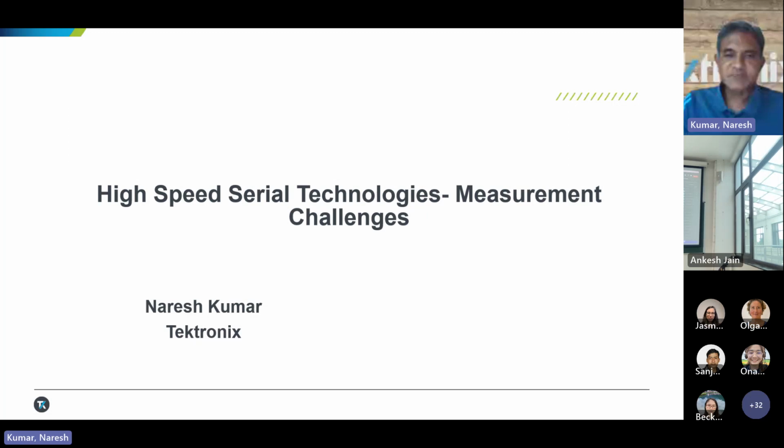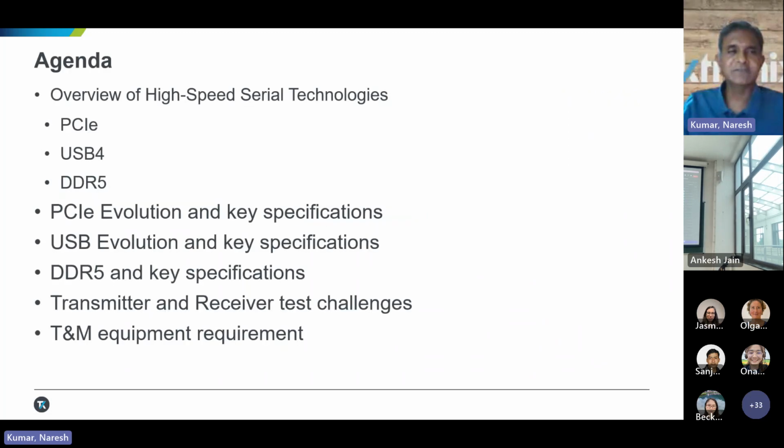So let me just move on quickly. A lot of you must be aware of some of these, but the background is important to understand where the challenges come from. Okay, so I will give a brief overview of the high-speed serial technologies like PCIe, USB 4, and DDR5, more with the relevance to their measurement requirements and their specifications, how they are defined.